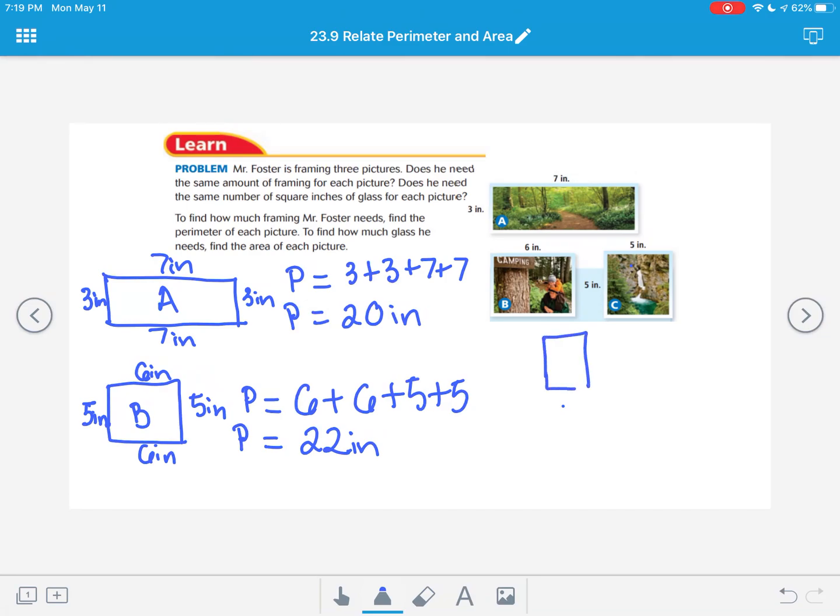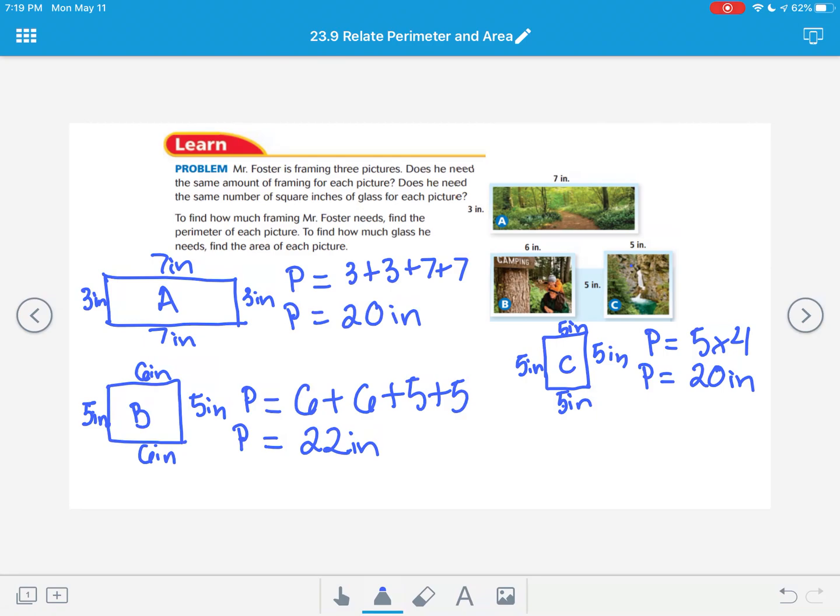Let's measure out picture C, which is in the shape of a square. And that means that all of the sides are equal. This is 5 inches by 5 inches by 5 inches. The perimeter for the square will be the side length times 4, or 5 plus 5 plus 5 plus 5. I'm going to do the side length 5 times 4 to shorten my work. The perimeter will equal 20 inches.